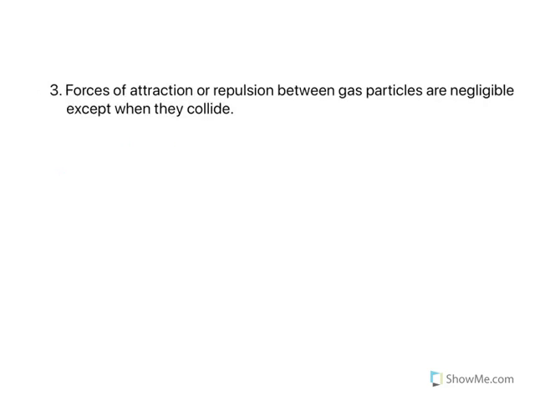The third postulate simply says that forces of attraction and repulsion in a gas are negligible except for when they collide. So if one gas were passing this direction and another gas were passing this direction, they're going to be pretty close together here. But we are safe to make the assumption under the kinetic molecular theory that even if there were to be some sort of attraction between these two particles, it won't be enough to do anything, so therefore that attraction or repulsion is negligible.